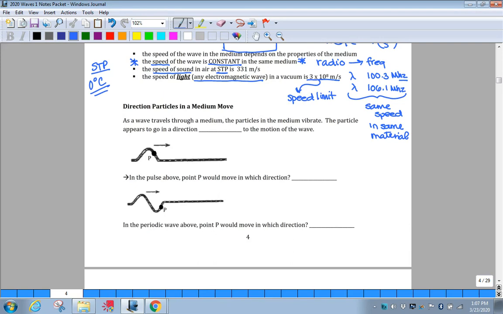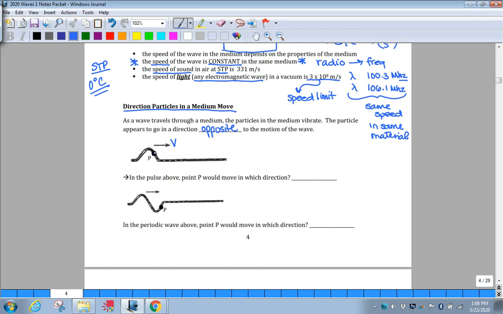All right, direction a particle moves in a medium. For this, I'm going to show you a PhET animation, and hopefully you can see the direction the particle moves as it travels through a medium. Okay, so to define a couple things in here, first off, we're going to do the fill-ins. As a wave travels through a medium, the particles in the medium vibrate. The particle appears to go in a direction opposite to the motion of the wave. Okay, so if you look, this is actually a pulse traveling through a rope, and the velocity of the wave is going to the right.